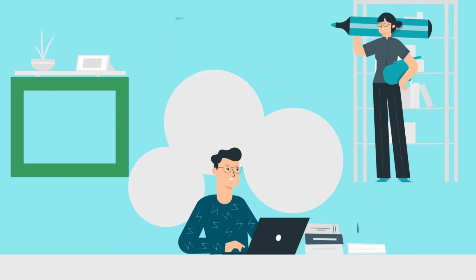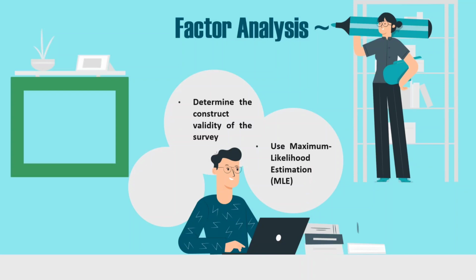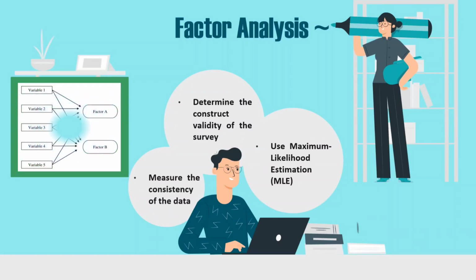The first analysis is factor analysis. Factor analysis refers to an analysis that determines the construct validity of the survey items. It was employed using the maximum likelihood estimation procedure. In addition, it will help in measuring the consistency of the data. Therefore, in this research, factor analysis is used to measure the consistency of the data that were collected.